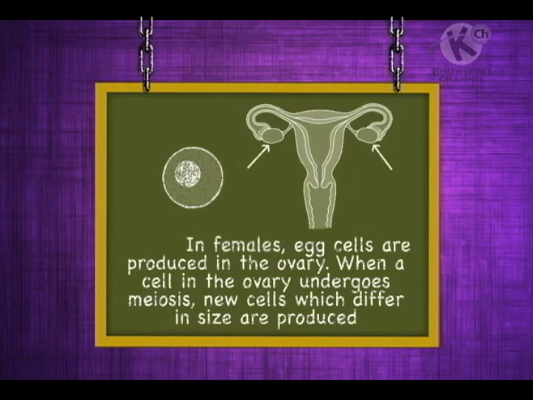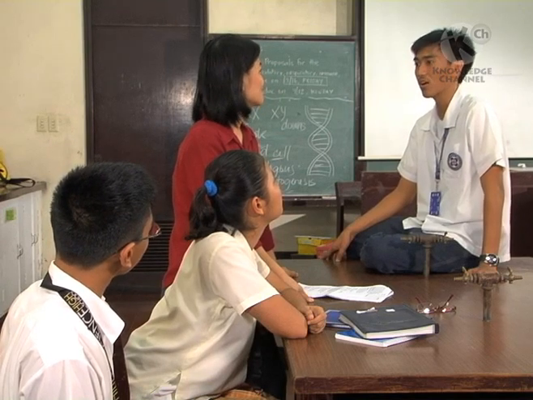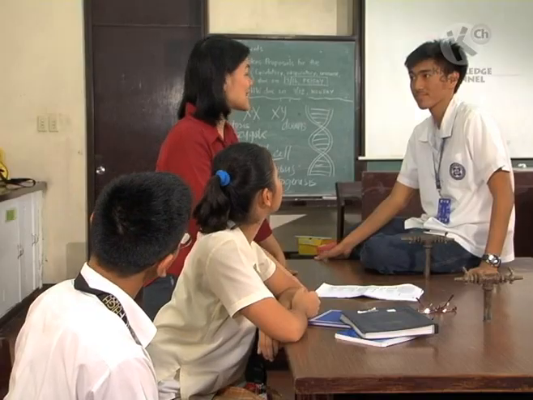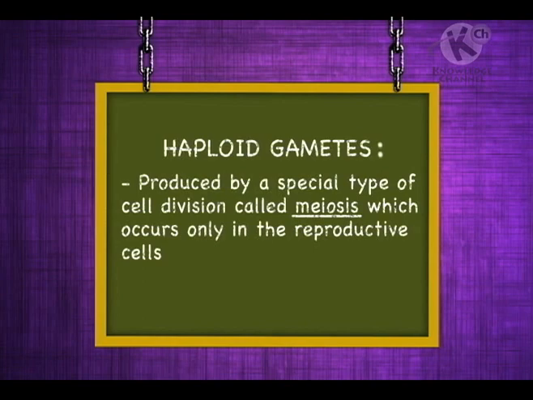In females, egg cells are produced in the ovary. When a cell in the ovary undergoes meiosis, new cells which differ in size are produced. Ma'am, we learned that mitosis ensures that all somatic cells receive exact copies of all the zygote's 46 chromosomes. Is it the same with gametes? Gametes cannot undergo mitosis since it would double the number of their chromosomes. Haploid gametes are produced by a special type of cell division called meiosis, which occurs only in the reproductive cells.